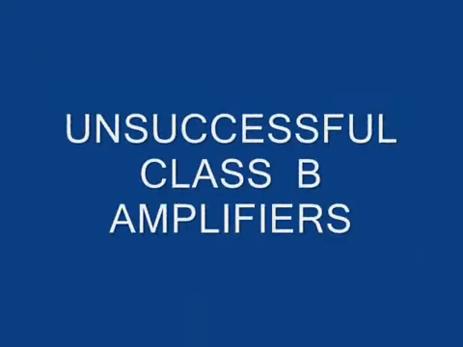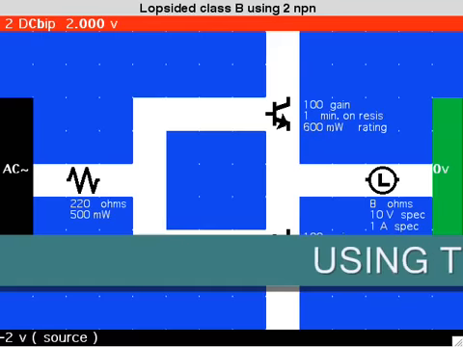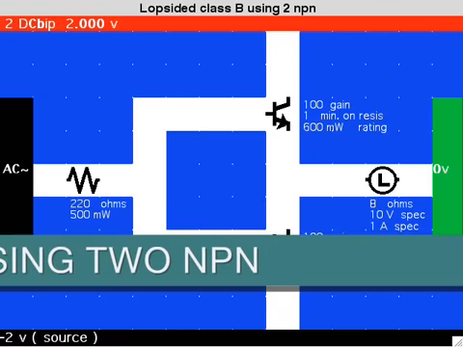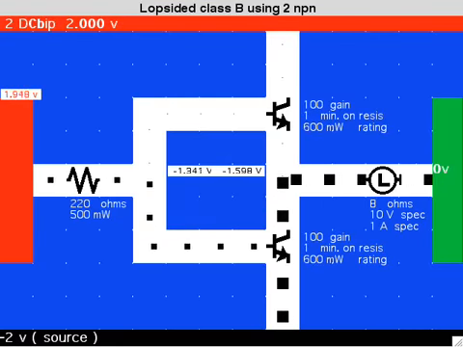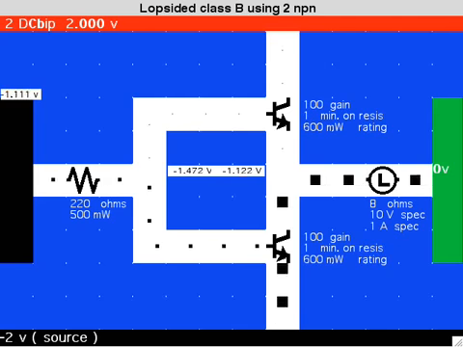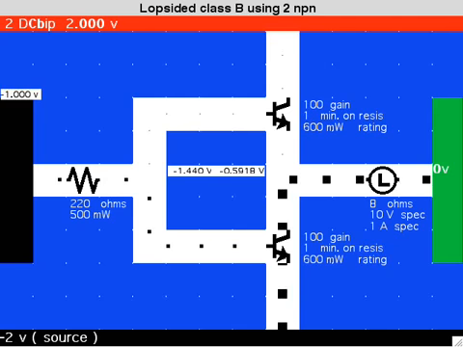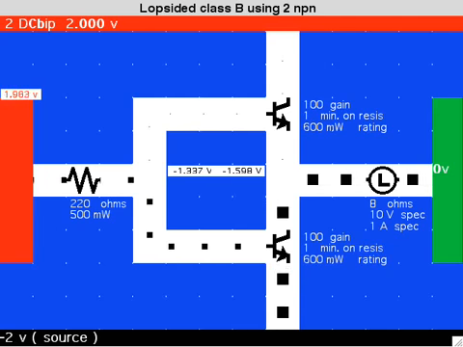Just to see what happens, here's an experiment where both the transistors are NPN type. Only the lower transistor ever turns on.